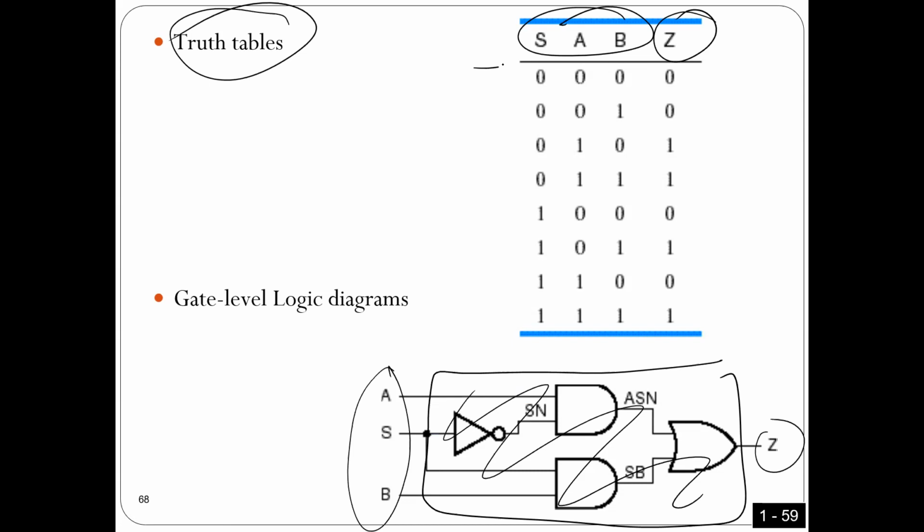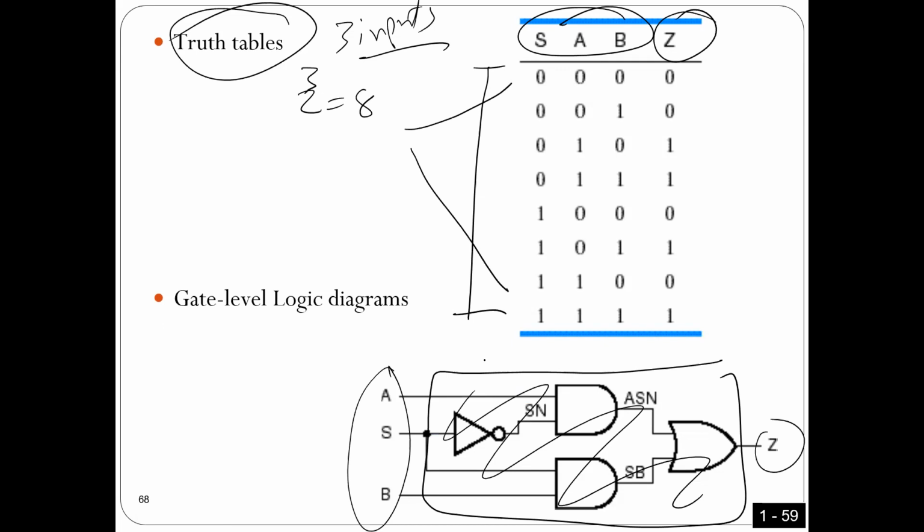Here we need all possible inputs, and based on what I told before, if you have 3 inputs, how many possible cases can you have? 2 to the power of 3, as I said before. That means I should have 8 cases. These are all the possible cases for the input. Again, because I have 3 inputs, we should have 8 cases, and these are all the cases we have.